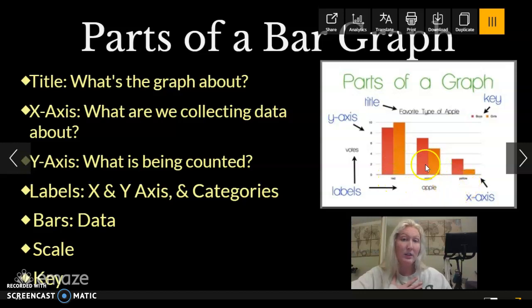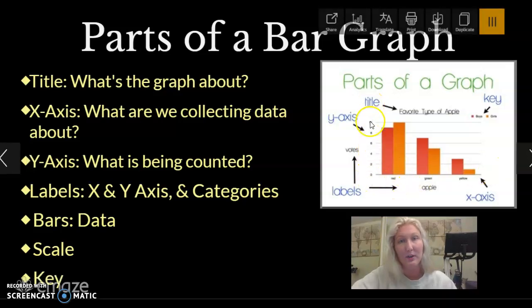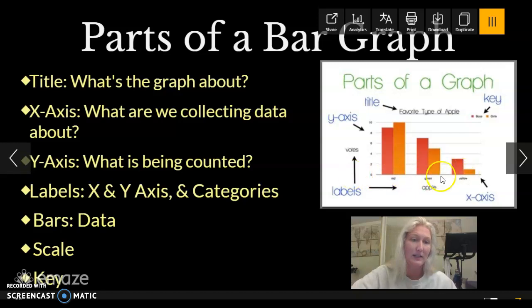Now, I looked up a rhyme to help us remember how to differentiate the x-axis and the y-axis. And this rhyme is, get ready for it because I'm going to ask you on Monday, x to the left, y to the sky. Okay? So our x-axis is down here going to the left, y-axis is going to the sky, up and down.